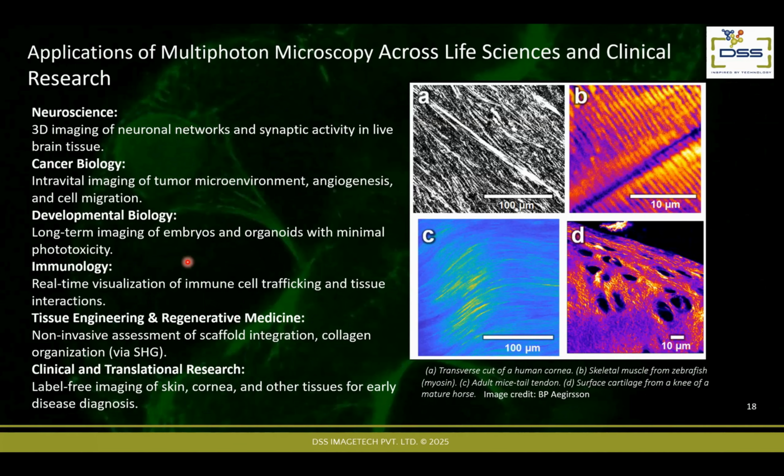For developmental biology as well, we can use multiphoton microscopy to image, for example, the development of embryos with minimal phototoxicity. And for translational clinical research, multiphoton is still not widely used, but in future, it can be used for label-free imaging of skin and cornea and other tissues, for example, for early disease diagnosis.